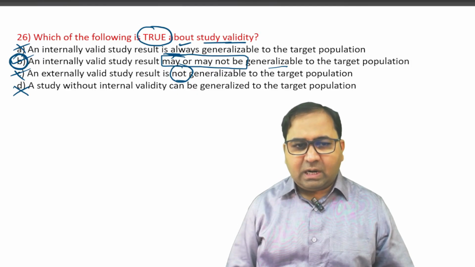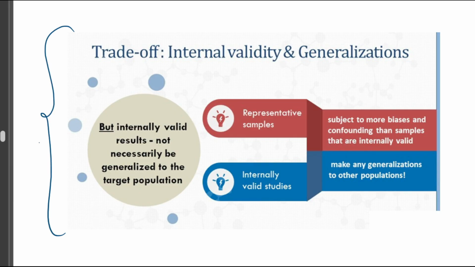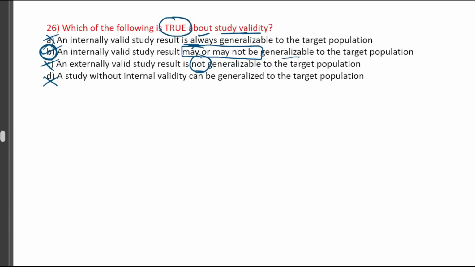Now see the chart over here. See this circle over here. Internally valid results are not necessarily generalized to the target population. Not necessarily, in the sense it may or may not be generalized to the target population. So this was our true statement.